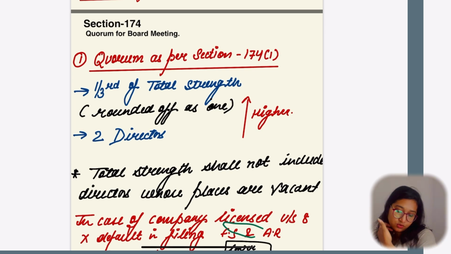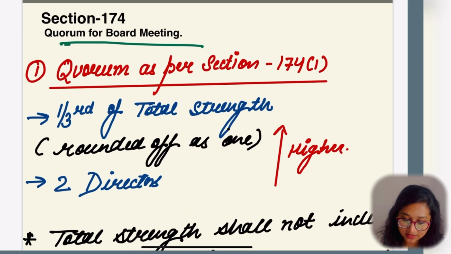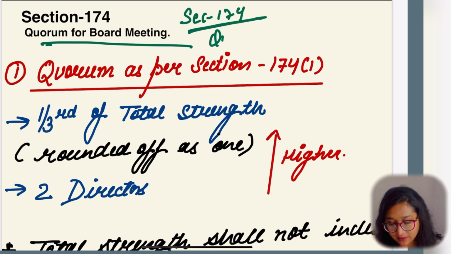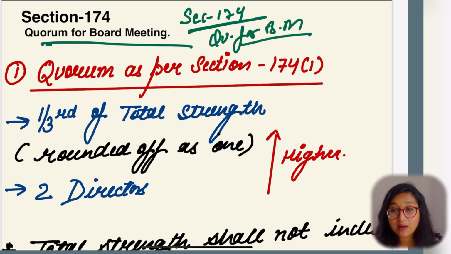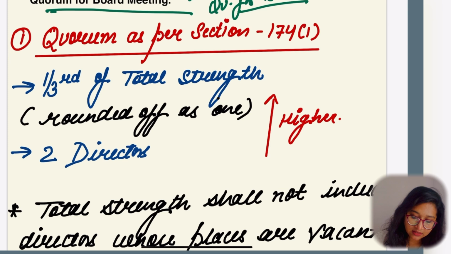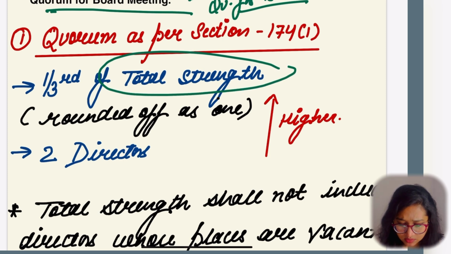So today's first topic is going to be quorum of board meeting. Now what is this quorum of board meeting? Under section 174, which is of quorum for board meeting, this is the number of directors which should be present in a board meeting. It says that 1/3 of total strength should be the quorum. Now, what is the meaning of total strength?